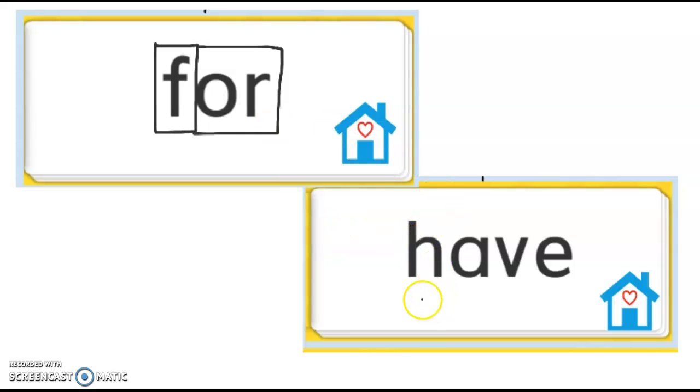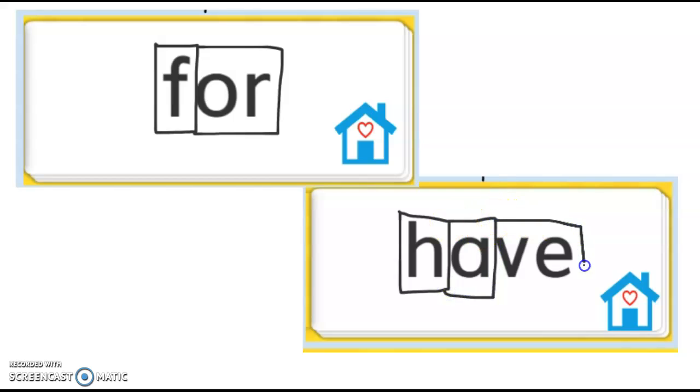Now our other sight word, H-A-V-E, have. Let's listen to the sounds in have. H, A, V. That E at the end goes in the same sound as the V because it's silent. So there may be 3 sounds in have, but 4 letters.